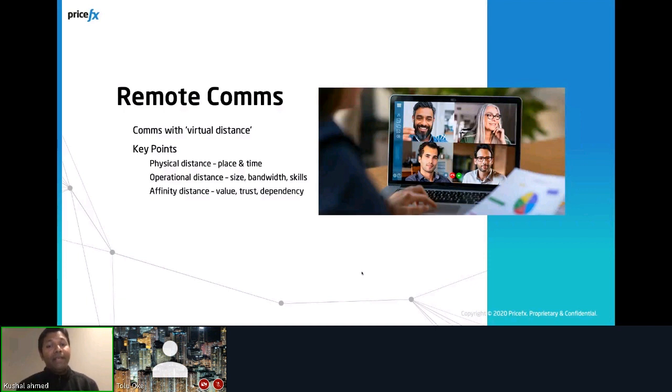And PriceFX has the ability to attract, hire, and motivate the best people regardless of the location of the employee. And PriceFX measures the impact of virtual distance in different ways on performance, leadership, morale, job satisfaction, and innovation, and it takes necessary steps to reduce virtual distance, especially the affinity distance.